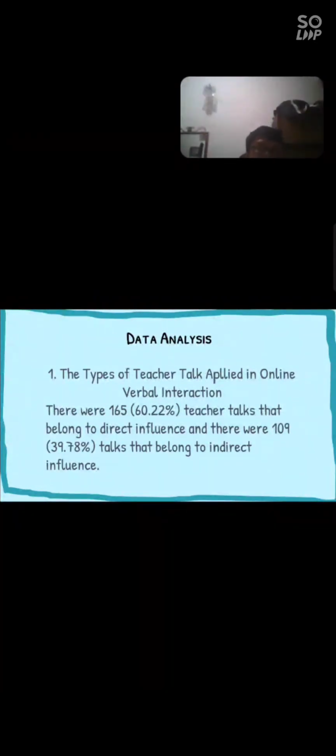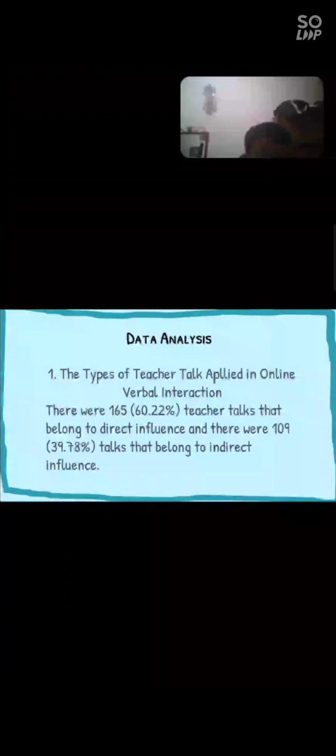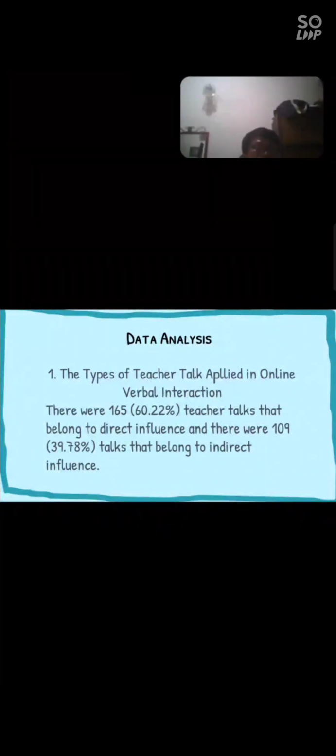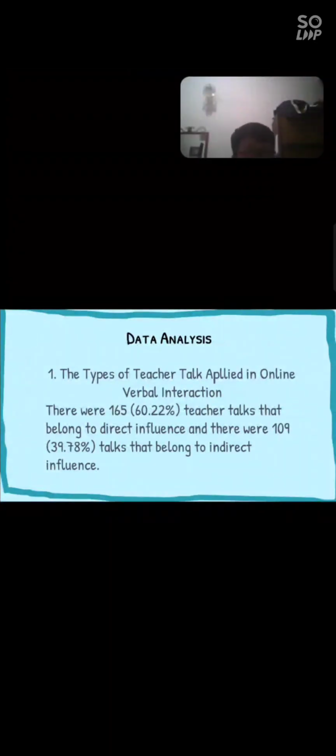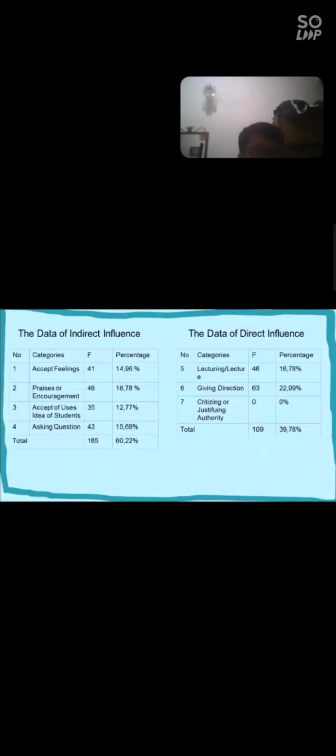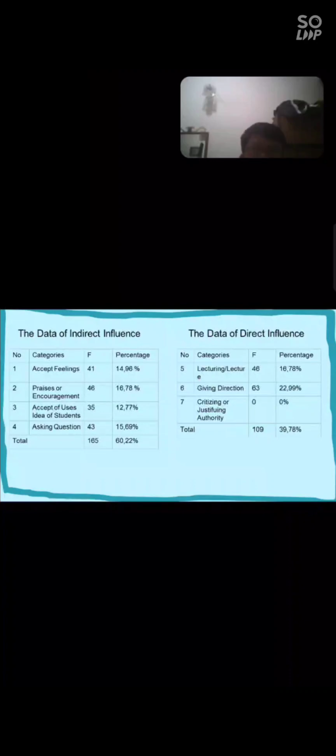there were the data got that 165, or 60.22%, teacher talks that belong to direct influence, and there were 109, or 39.78%, talks that belong to indirect influence. This is the data of indirect and direct influence.